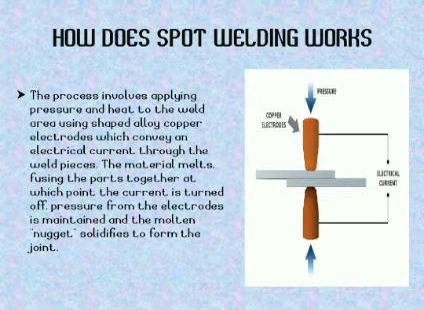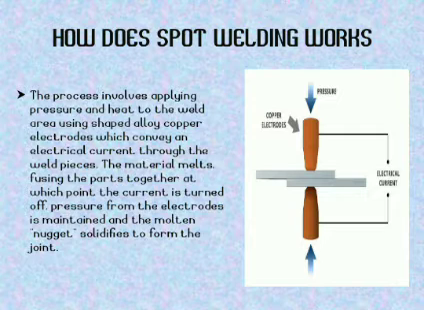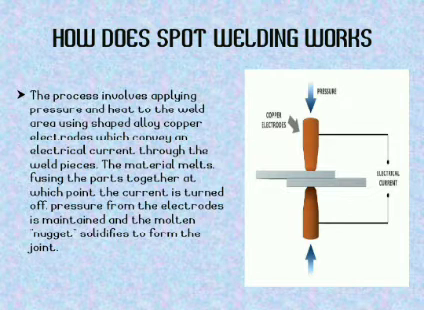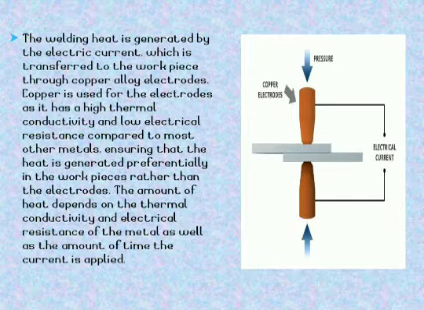So how does spot welding work? The process involves applying pressure and heat to the weld area using shaped copper alloy electrodes which convey an electrical current through the weld pieces, and the material melts, fusing the parts together, at which point the current is turned off. The pressure from the electrodes is maintained and the molten nugget solidifies to form the joint.